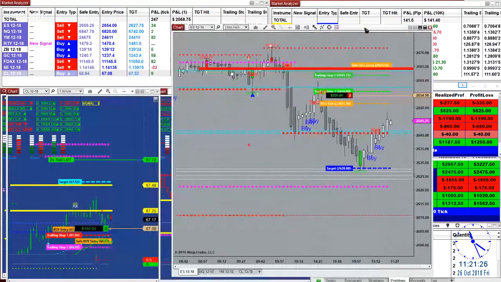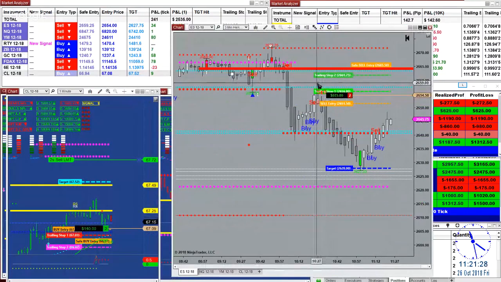This is your ES based on the 5 minutes of swing trading. Just a second, guys.